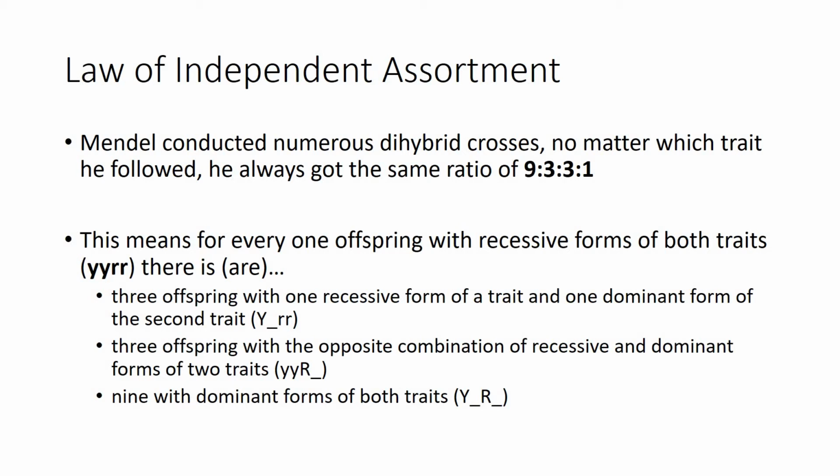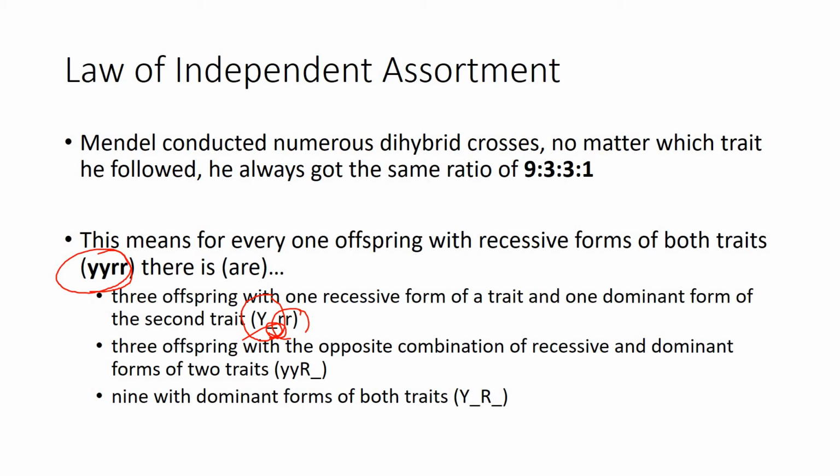This means for every one offspring with recessive forms of both traits, as you can see here, there are going to be three offspring with one recessive form. So here's a recessive form, and one dominant form of the second trait. So here's our other trait, which is going to be the dominant form. We don't know what it's going to be genotypically, so it could be homozygous dominant, or it could be heterozygous. We don't know, so we're going to put an underline here just to state that it's going to show up as the dominant form, but we don't know what it is genotypically.